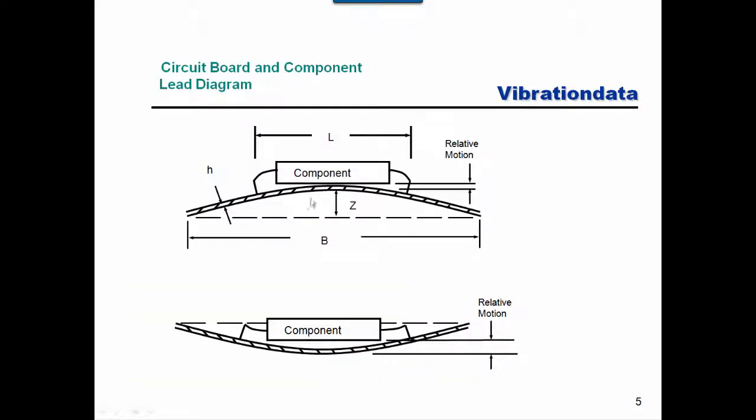So our concern here is the flexing or bending of these circuit boards, and that's represented by the relative displacement Z. Then there's a number of geometric and other parameters. There's H, that's the thickness of the board. There's the length of the component L. There's B, which is the length of the circuit board parallel to the component. And then there's a few others I'll show you shortly.